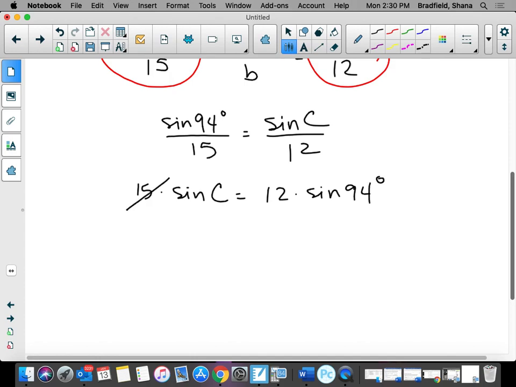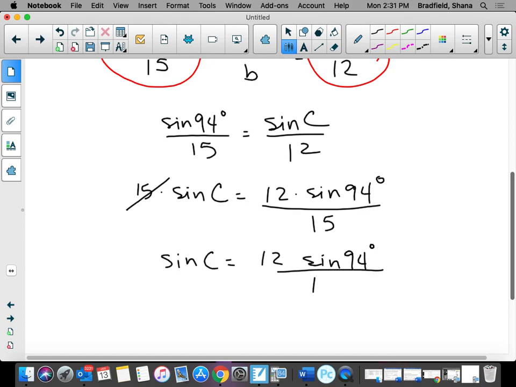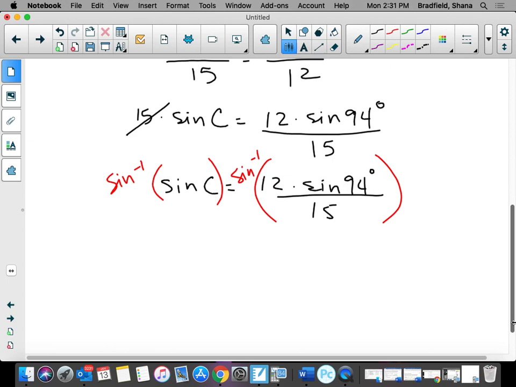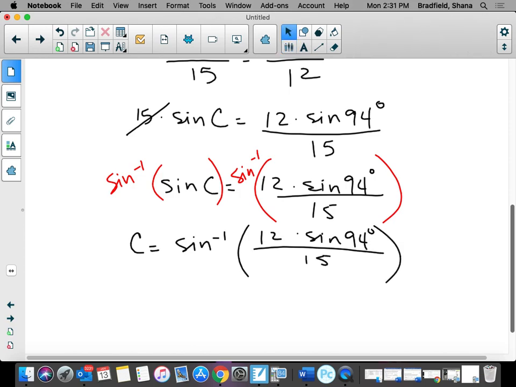And we'll divide by 15 because we want to solve for C. Right now that sine part is looking a little tricky. To get C by itself, we've got to get rid of the sine. I'm going to do the inverse sine, so I'm doing sine inverse, and that's going to get rid of the sine on the left side. This is what I'm going to put in my calculator: sine inverse of 12 times the sine of 94, all over 15.